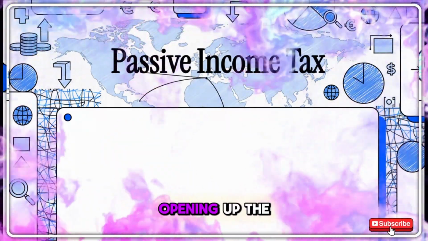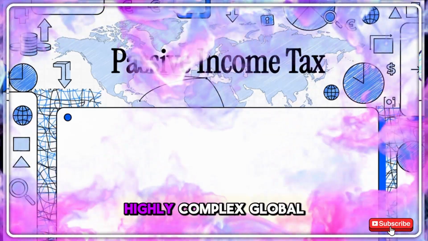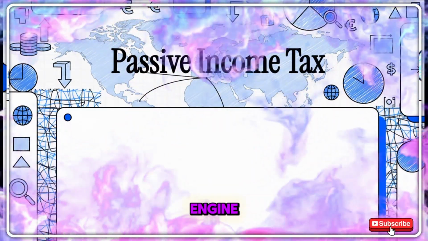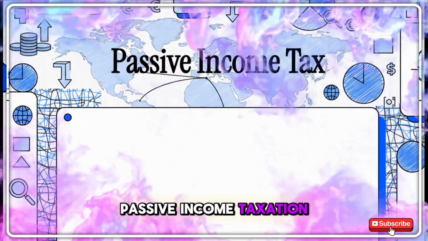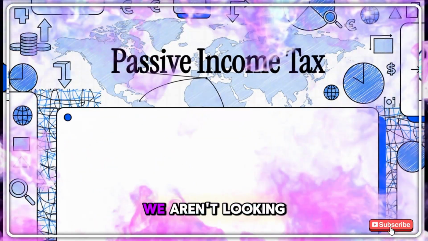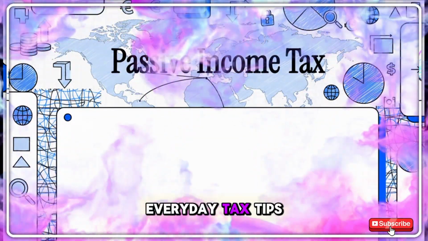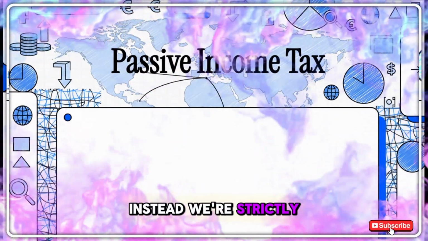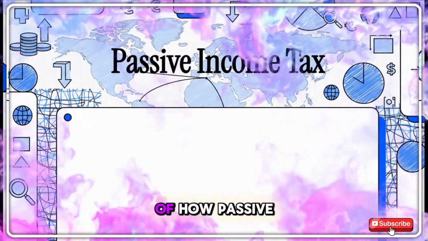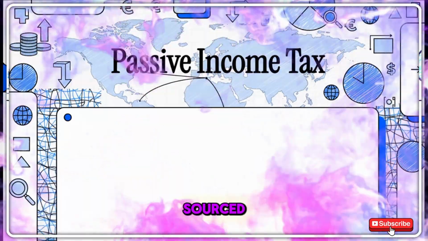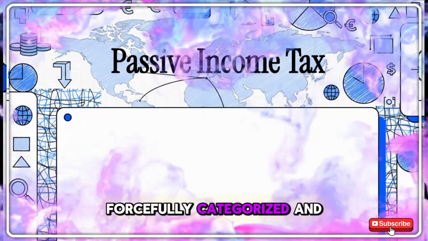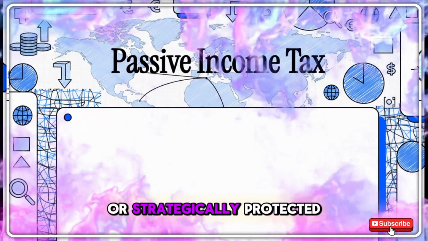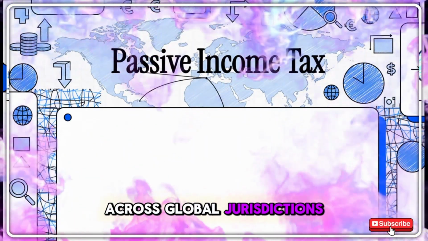Today we're really opening up the hood on a massive, highly complex global engine, the mechanics of passive income taxation. Now, to be clear, we aren't looking at your basic, everyday tax tips here. Instead, we're strictly analyzing the cause and effect of how passive income is geographically sourced, forcefully categorized, and ultimately taxed or strategically protected across global jurisdictions.